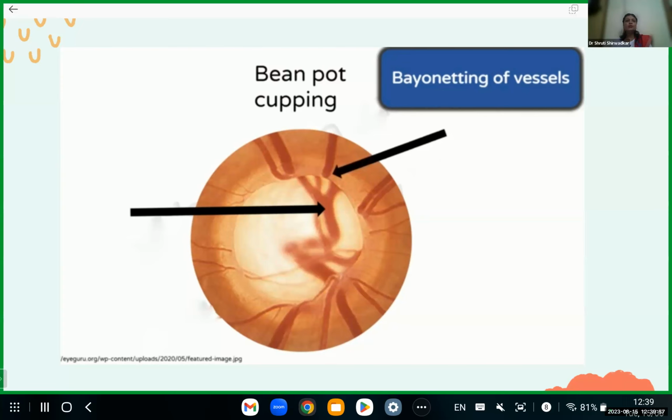Can you judge the cup disc ratio with respect to central retinal vein thickness? Is there any guideline for that? Not that I'm aware of, ma'am. Okay. How much is the diameter of the central retinal vein, if you can just tell me?